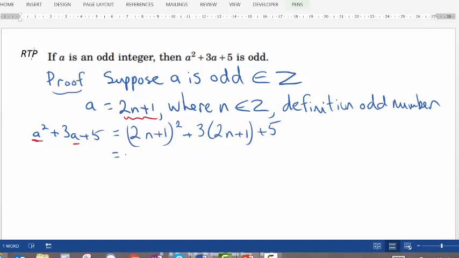This in turn equals, once we expand a plus b all squared, the pattern, we get a squared plus 2ab plus b squared. We're familiar with that. So a squared, in other words the first term squared, 2n all squared is 4n squared, plus 4n, because that's 2n times 1, and double that is 4n. 1 squared is 1. Then the second term expanded, 3 times 2n is 6n, plus 3 times 1 is 3, plus 5.